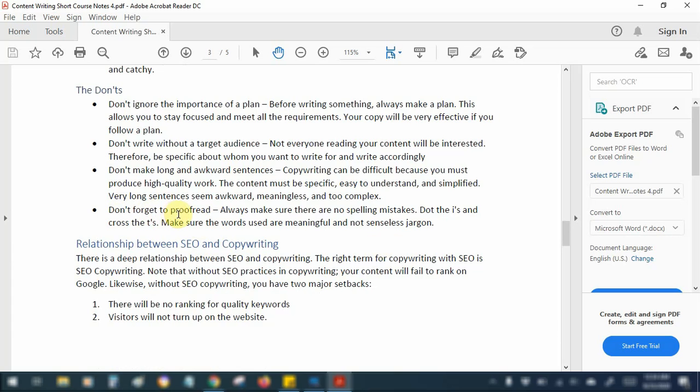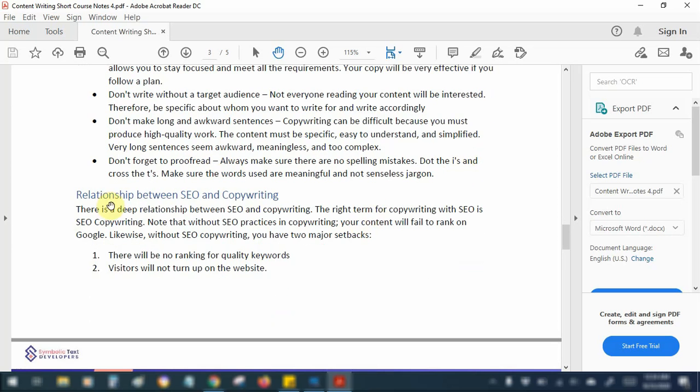And don't forget to proofread. You must proofread your work, check for spelling mistakes, dot your I's and cross your T's, and make sure that the words are meaningful and not senseless.